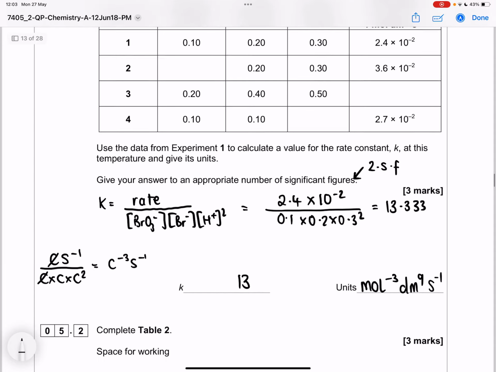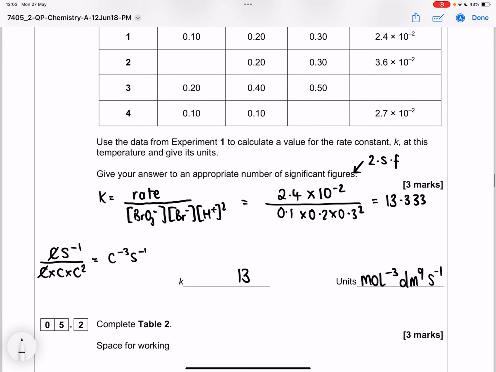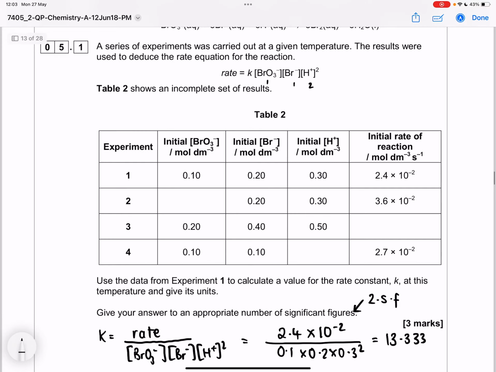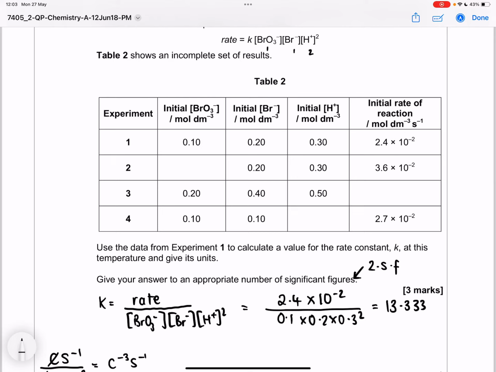Now we have to complete table 2, and we've been given space for working. Row 3 is probably the easiest because we can just put the numbers into our rate equation. So we can put the value that's on our calculator of 13.33, or just even the 13, and we can times by 0.2 and 0.4 and 0.5 squared. And we get 0.27. You may get 0.26 if you use a more rounded value. It just depends if you use the 13 or you keep the 13.33333 from your calculator screen.